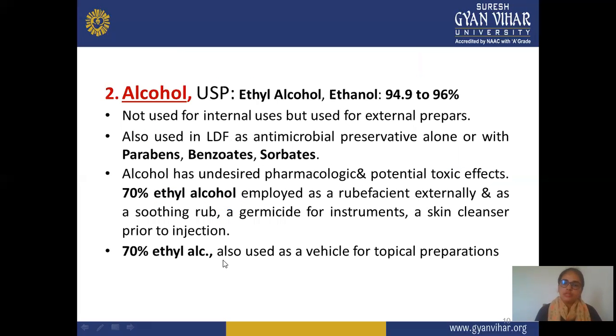The next solution is alcohol. Alcohol is also limited in use in a formulation, similar to a syrup. According to the USP, the United States Pharmacopoeia, ethyl alcohol, or ethanol, is majorly used, and the concentration is 94.9 to 96%. This means that, similar to syrup, the alcohol concentration is also very high in your formulation, and you use a very large amount of this alcohol.